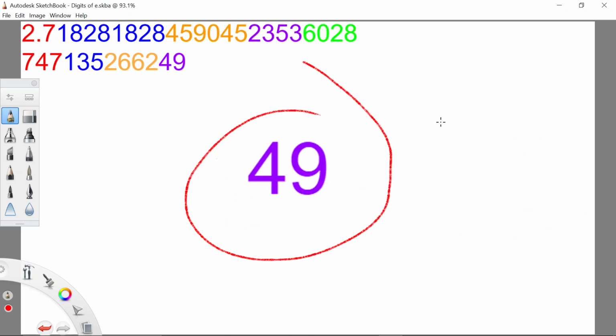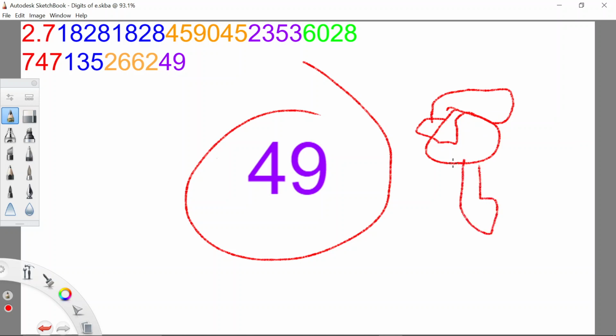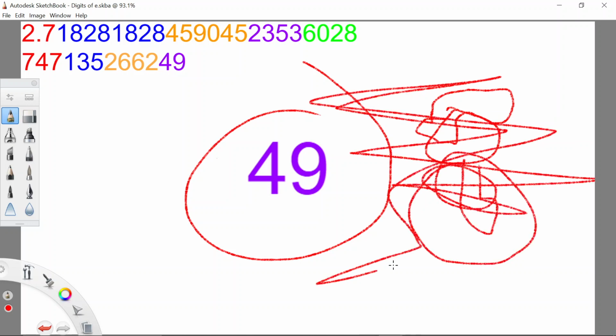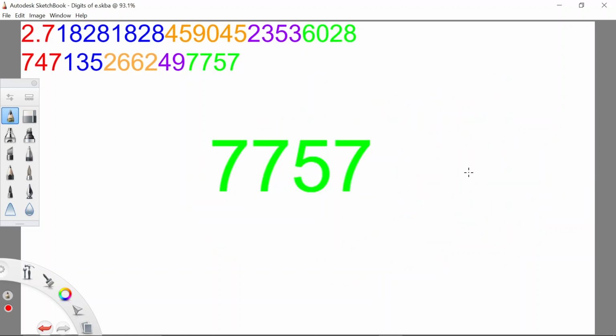49, it's a football team. It's in San Francisco. This is my best drawing of a football player. Yeah, that's all I have to say. Yeah, okay, let's go to the next one.